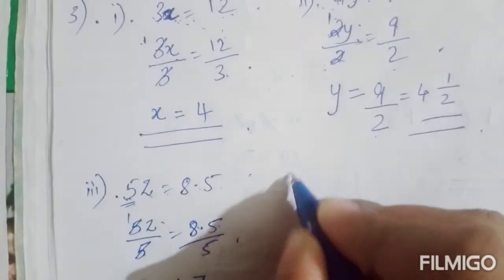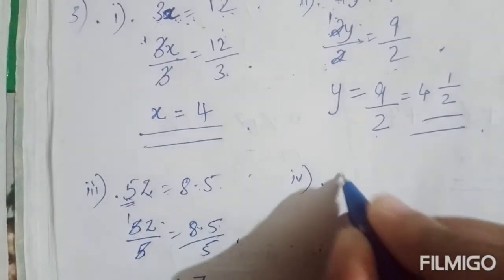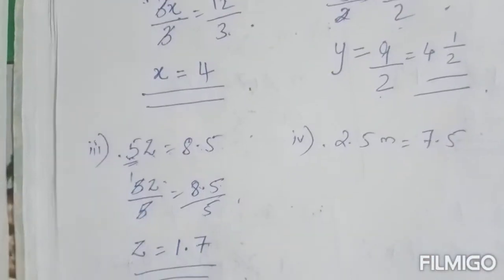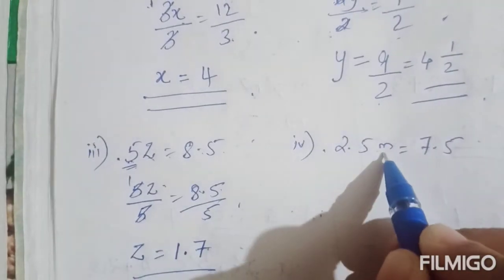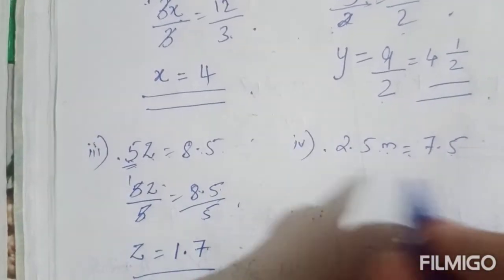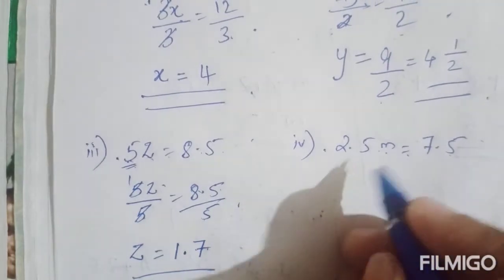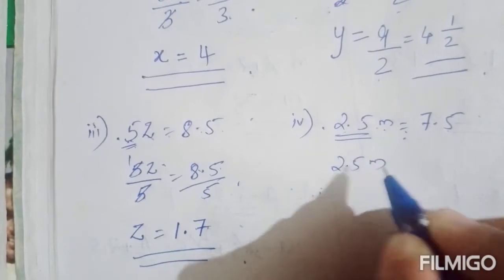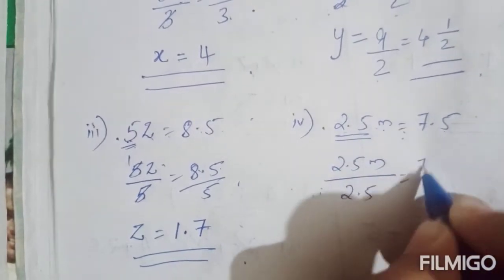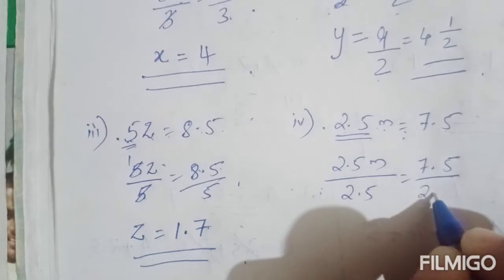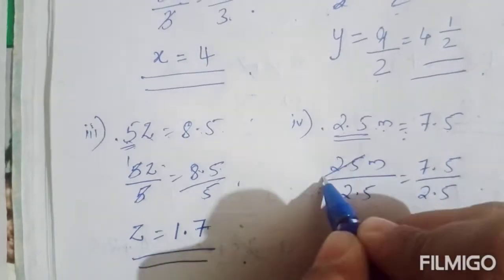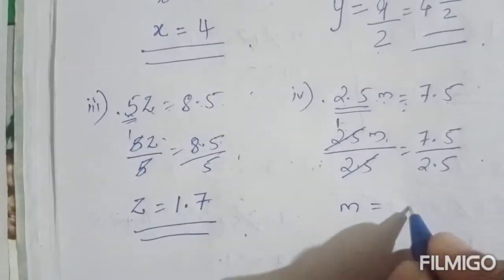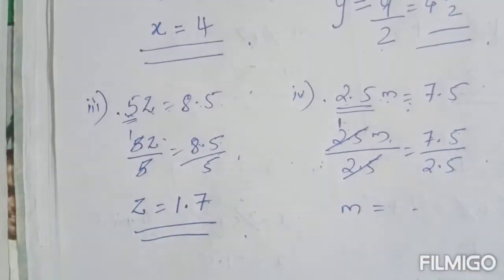Okay, now the fourth one: 2.5m equal to 7.5. So here you can say 2.5 into m equal to 7.5. Both sides you can divide by 2.5. Okay, 2.5m divided by 2.5 equal to 7.5 divided by 2.5. Now 2.5 divided by 2.5 is 1. So 1 into m is m equal to 7.5 divided by 2.5.